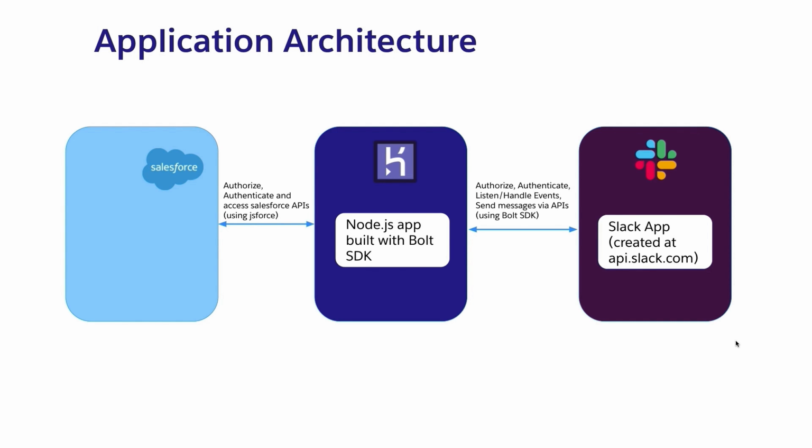Here is a high-level architecture of the systems involved in integrating Salesforce and Slack. First, we'll create a Slack app at api.slack.com and authorize against the Slack workspace. Next, we'll create a Heroku app and deploy a simple Node.js app using Slack's Bolt SDK. Then we'll enhance the code to respond to an action from the shortcut command. And finally, we will show you how to authenticate to Salesforce and access Salesforce APIs using a Node.js library, JSForce.